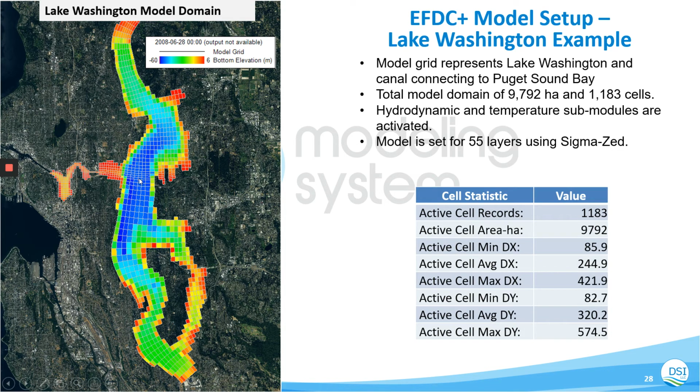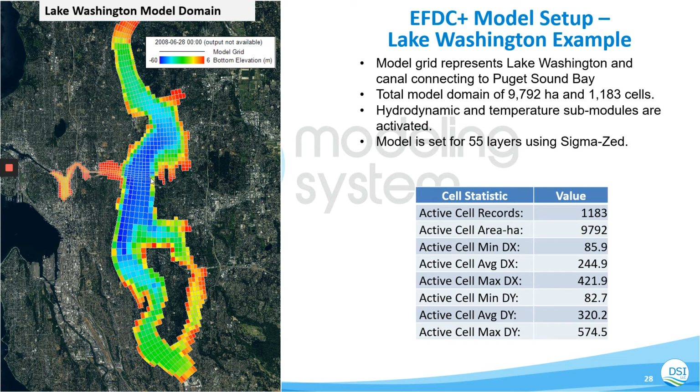So you can see that this area is the deepest part of the lake, and the bottom elevation increases in this part and is high in the peripheries. And the lake connects to the Puget Sound through this area. So this is an example of Lake Washington.